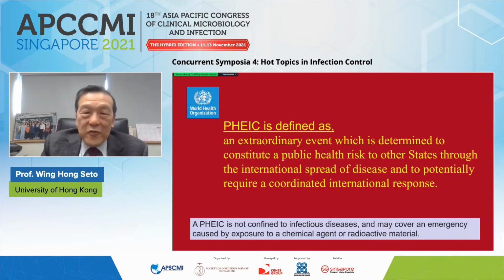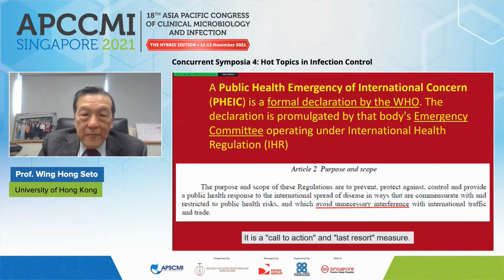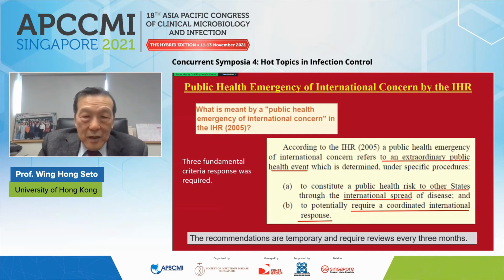Now, let's look at PHEIC. It is an extraordinary event which is determined to constitute a public health risk to other states through the international spread of disease and to potentially require a coordinated international response. So it's quite serious. In fact, there is an article of law that gives WHO the right to do this, and 3 fundamental criteria must be fulfilled.